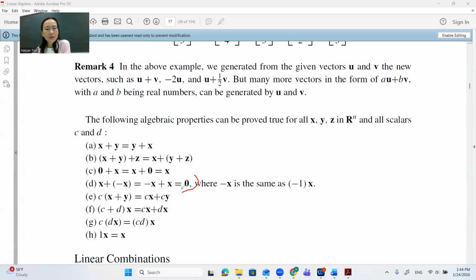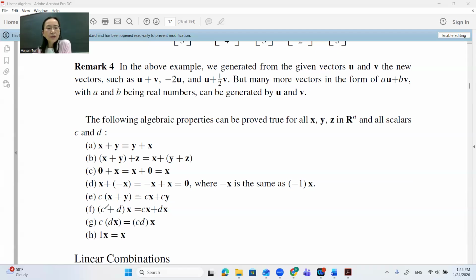It's going to be a 0 vector. So it doesn't matter, negative x plus x or x plus negative x, you always get a 0 vector. And if you have a scalar multiple applied to the sum, you get c times x plus c times y. So it's a distributive law of the scalar multiple onto each vector.